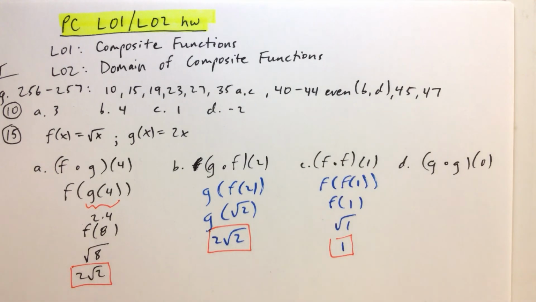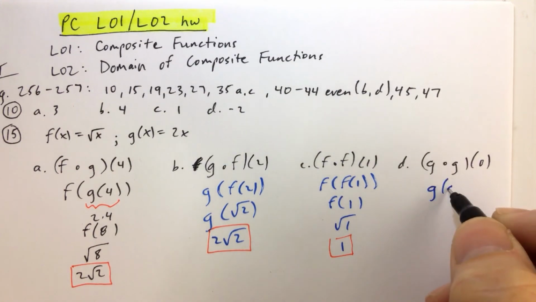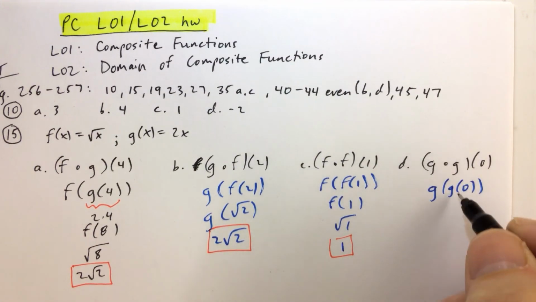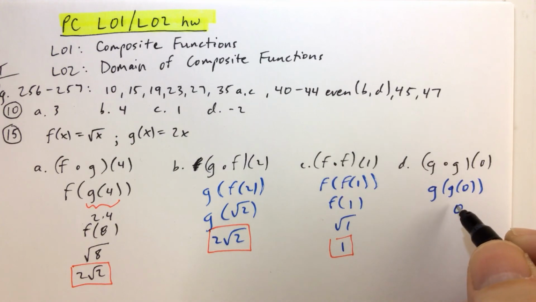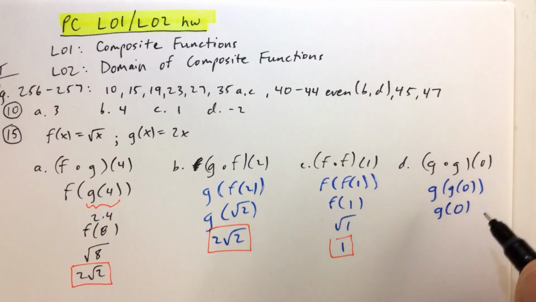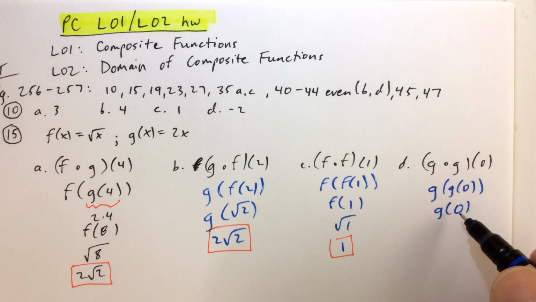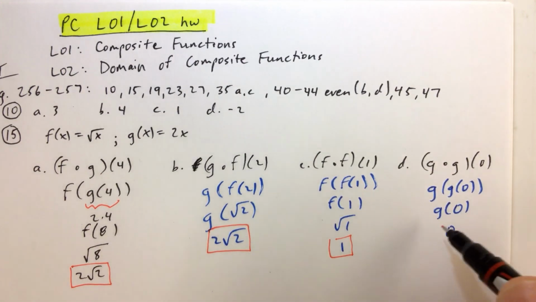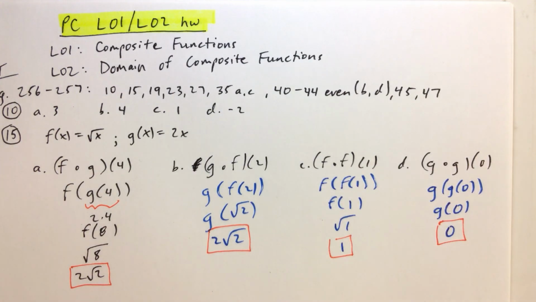And then finally g of 0. Well, g of 0, I like to write it like this. G of 0 is 2 times 0, which is 0. And again, we're finding g of 0 again, and g of 0 is 2 times 0, which is 0. So that rounds out the answers for number 15.